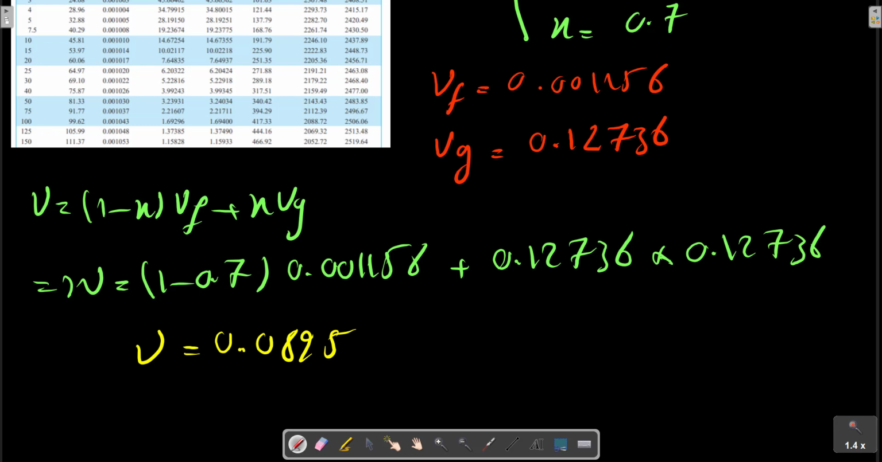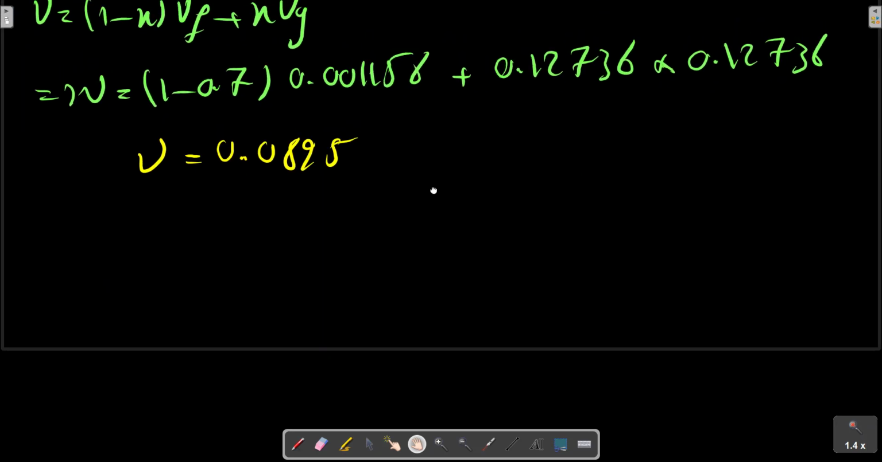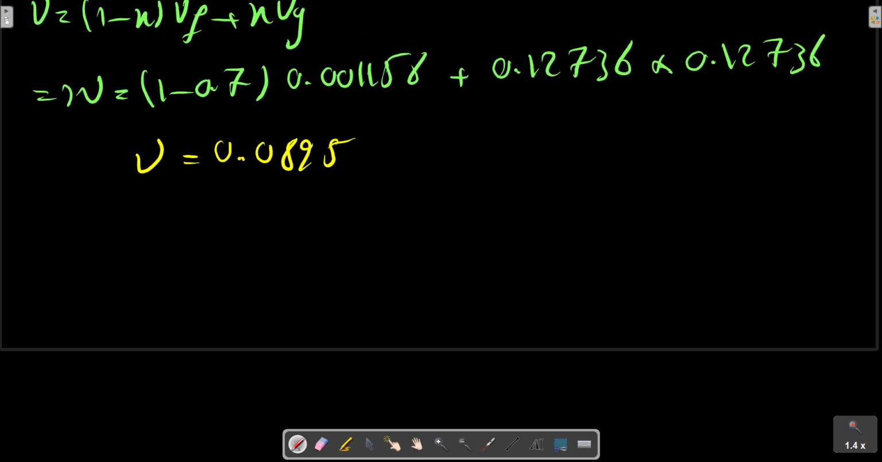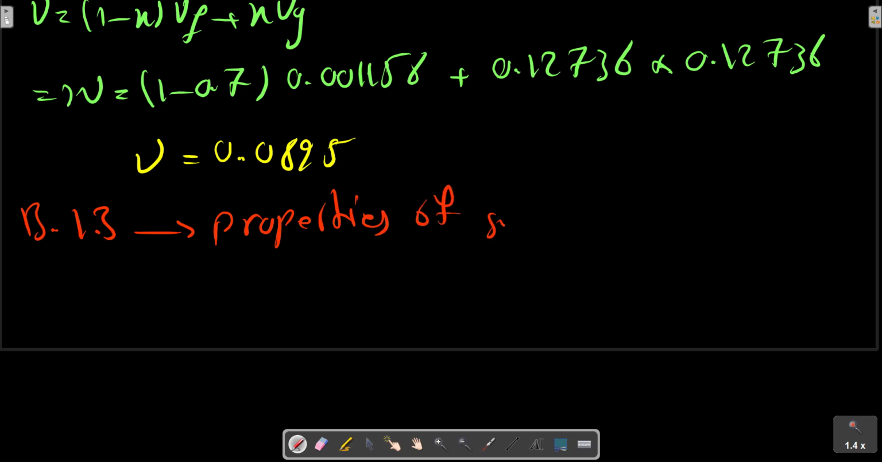Table B13, same as table B12, gives the properties of superheated vapor. In the superheated region, pressure and temperature are independent properties.